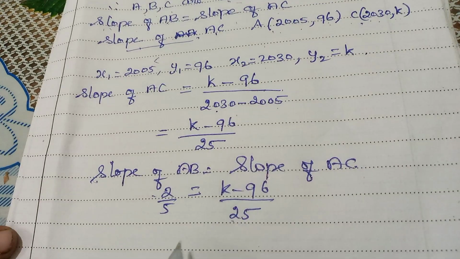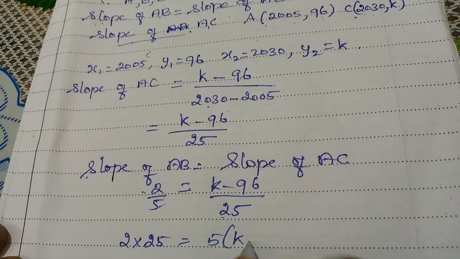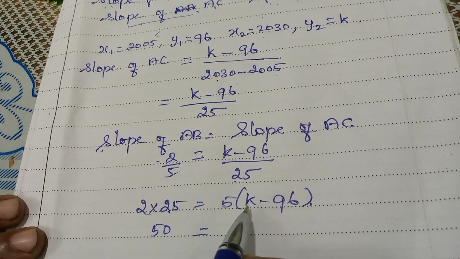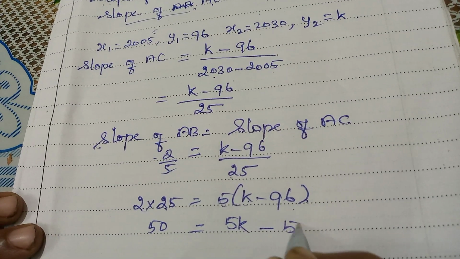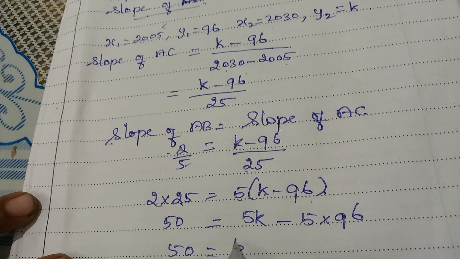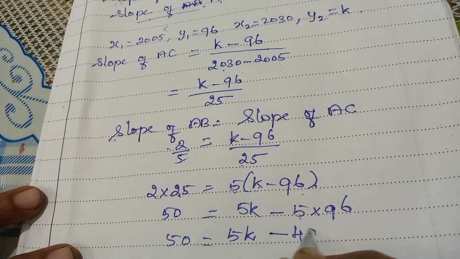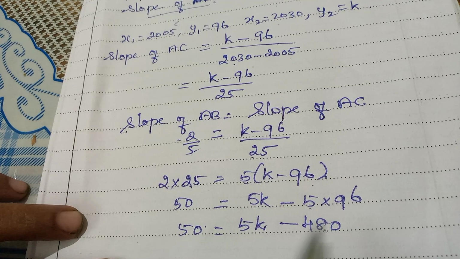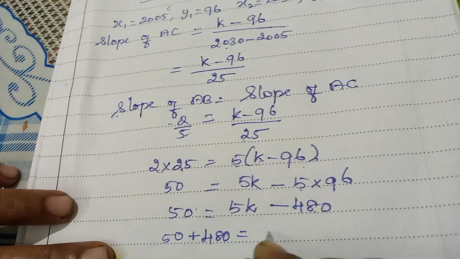Let us cross multiply it. We get 2 into 25 is equal to 5 into K minus 96. Okay, 2 into 25 is 50, equal to 5 times the bracket. Let us multiply these two terms: 5 into K, 5K, minus 5 into 96. 50 is equal to 5K minus 5 into 96, which is 480. Let us take the 480 to this side. We get 50 plus 480 is equal to 5K.